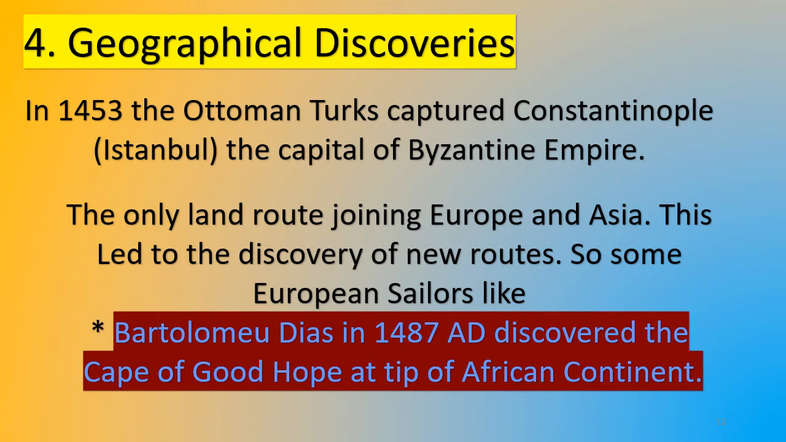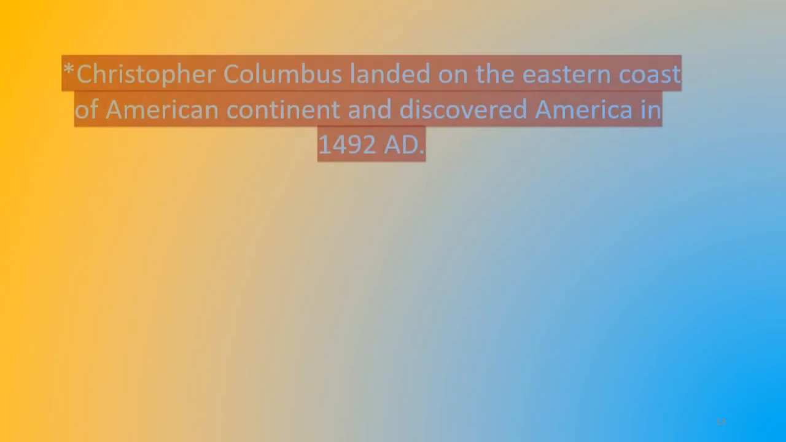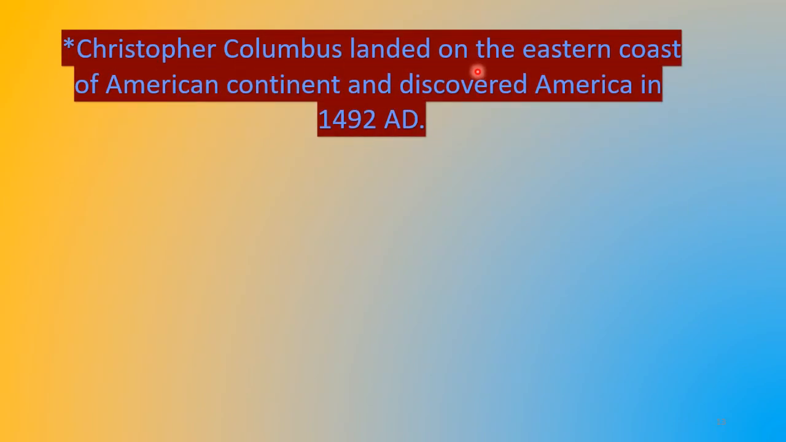Children, we had seen in the first map Eurasia. This led to the discovery of new routes. Some European sailors like Bartolomeo Dias in 1487 AD discovered the Cape of Good Hope at the tip of the African continent. So this was the first sailor, a European sailor, who discovered the Cape of Good Hope at the tip of the African continent. The second sailor is Christopher Columbus, who landed on the eastern coast of the American continent and discovered America in 1482.